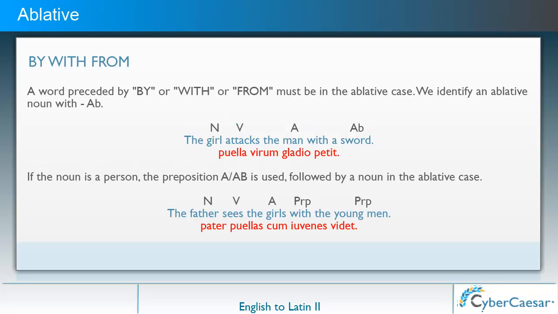A word preceded by "by," "with," or "from" must be in the ablative case. We identify an ablative noun with AB. The girl attacks the man with a sword. If the noun is a person, the preposition cum is used, followed by a noun in the ablative case. The father sees the girls with the young men.